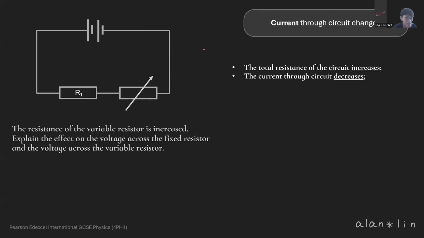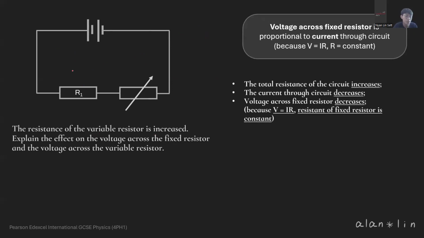And we can now take a look at the fixed resistor because we have V is equal to IR and R is constant. So voltage is directly proportional to current. And because the current in the circuit has decreased, the voltage will also decrease. So the voltage across the fixed resistor will decrease because V is equal to IR, and the resistance of the fixed resistor is constant. Okay, now that answers the first part of the question.